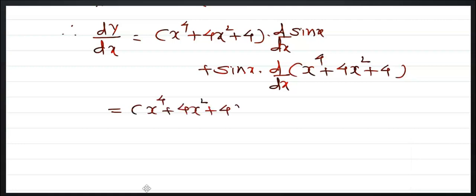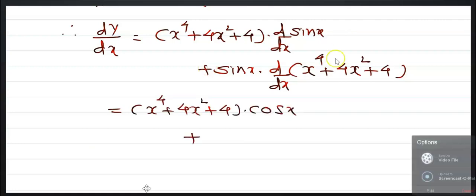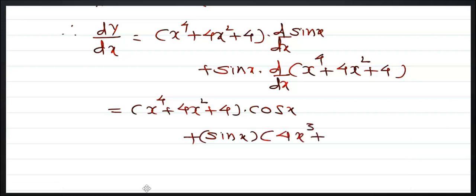x raised to 4 plus 4x square plus 4. The derivative of sin of x is cos x, plus sin x as it is, and the derivative of x raised to 4 is 4x cube. The derivative of 4x square is 8x, and the derivative of 4, which is a constant, is 0. Therefore, now see this here.